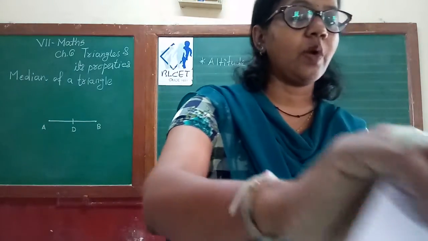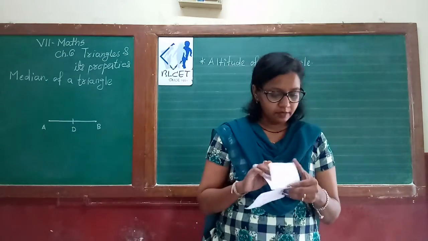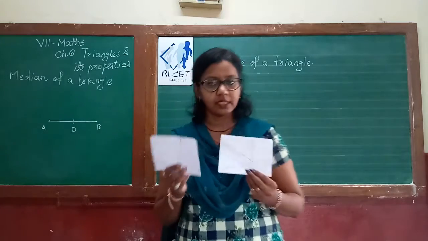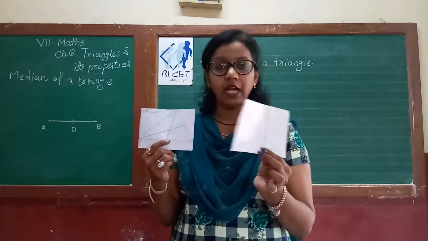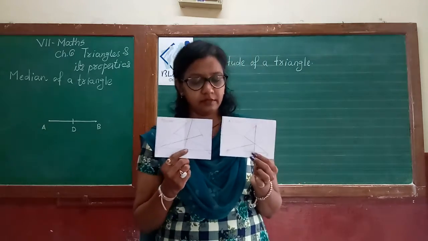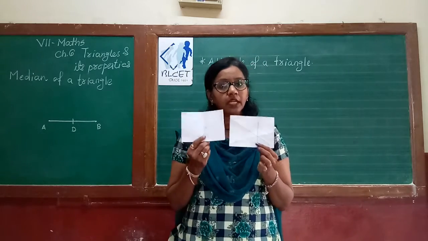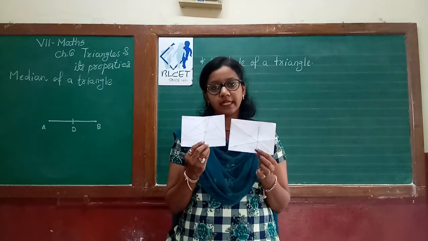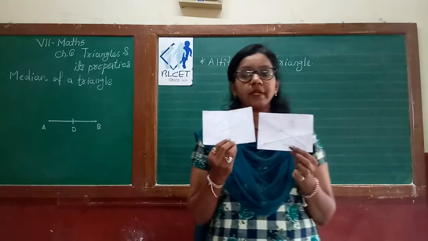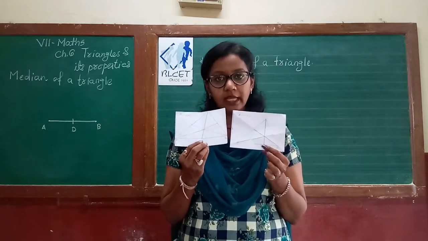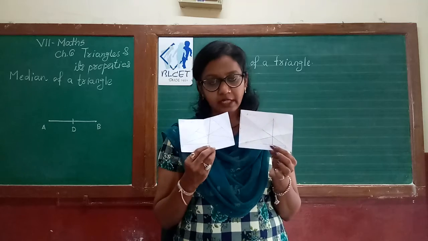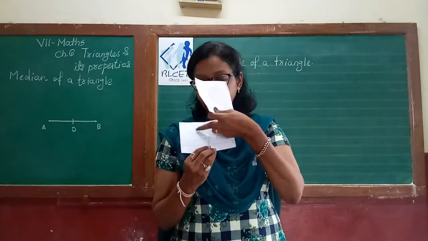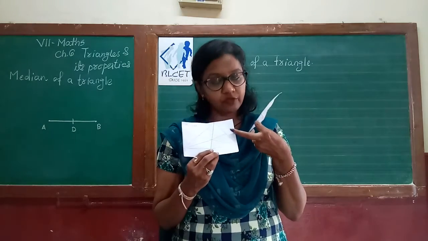Now the question is, what is the difference between the median and altitude? This is your altitude and this is your median. If you observe here, everywhere for the opposite side of the vertex, it is a midpoint. If you join A with D, D is the midpoint. If you join here, E is a midpoint. Here it is F, so F is a midpoint.